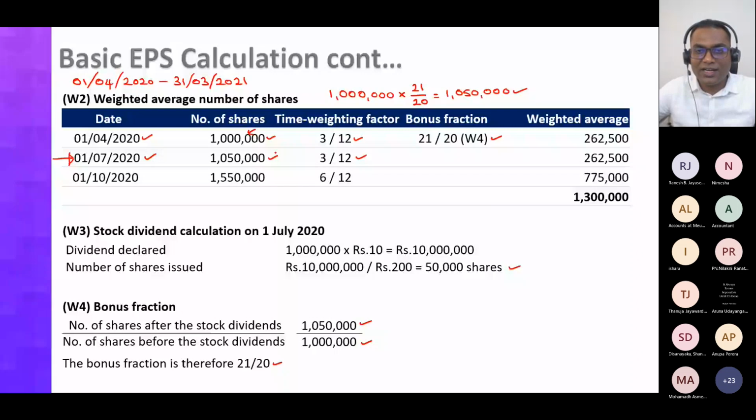So you converted 1 million into 1,050,000 by multiplying 1 million by this bonus fraction. That is what you did, and that is what is meant by retrospective adjustment. You do that retrospective adjustment through the bonus fraction. I hope you understood. Right, clear. Then what will happen as per the question?